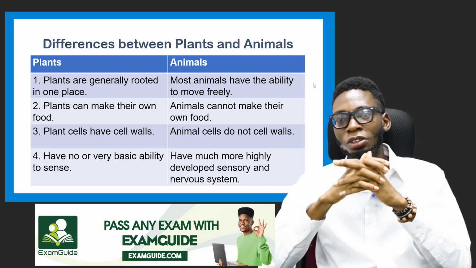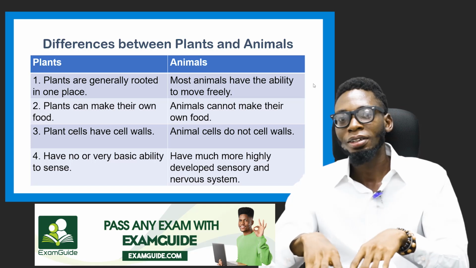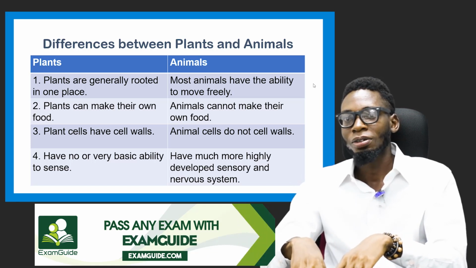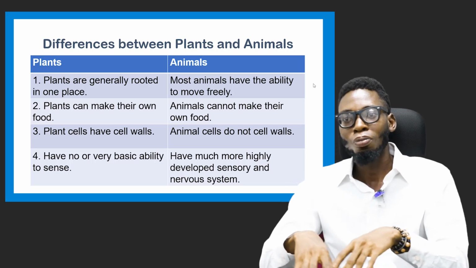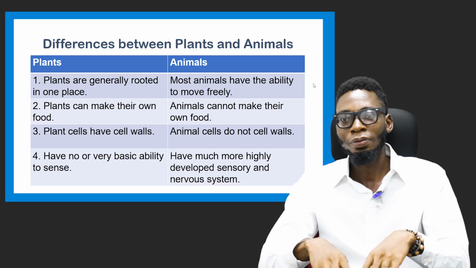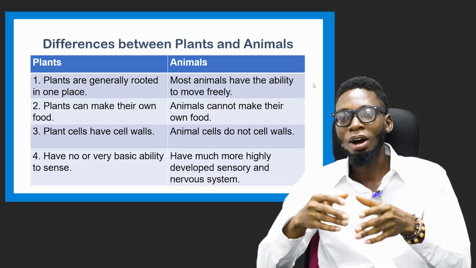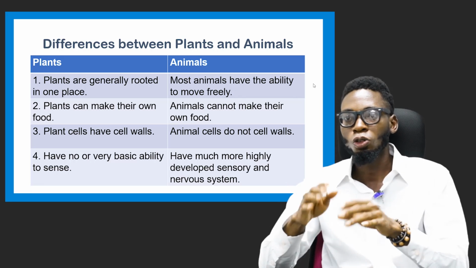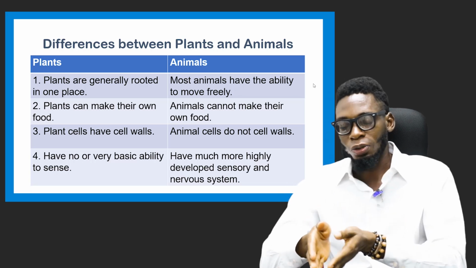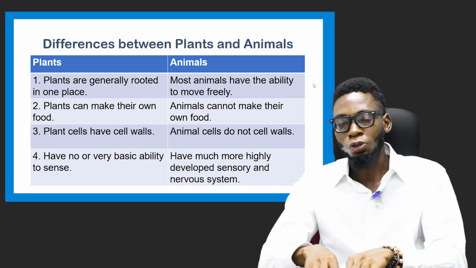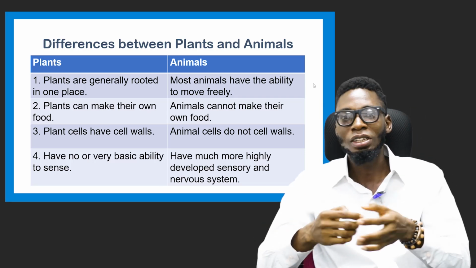If you look at the plants, the trees, they have roots which anchor them, which keep them firmly in the soil, so they do not move from one place to the other. But most animals, like the dogs, like the cats, you can see that they can use their organs of locomotion, like their limbs, to move from one place to the other. So plants are rooted to a spot. They are anchored to the soil, so they cannot move from one place to the other. But animals move freely using their limbs.